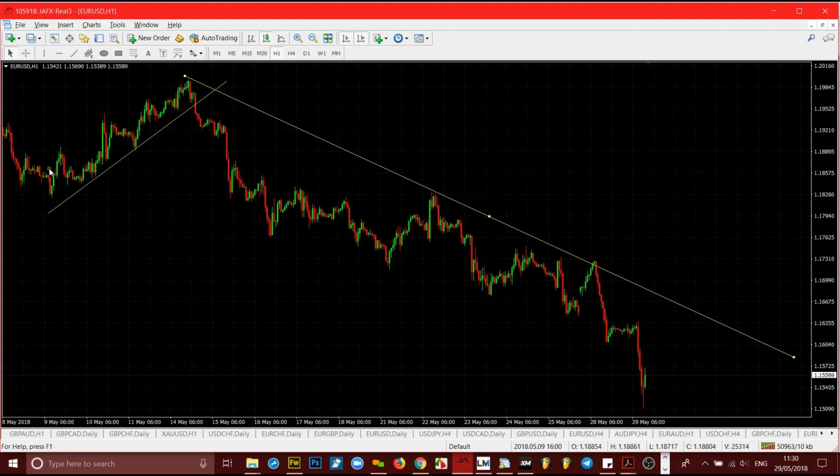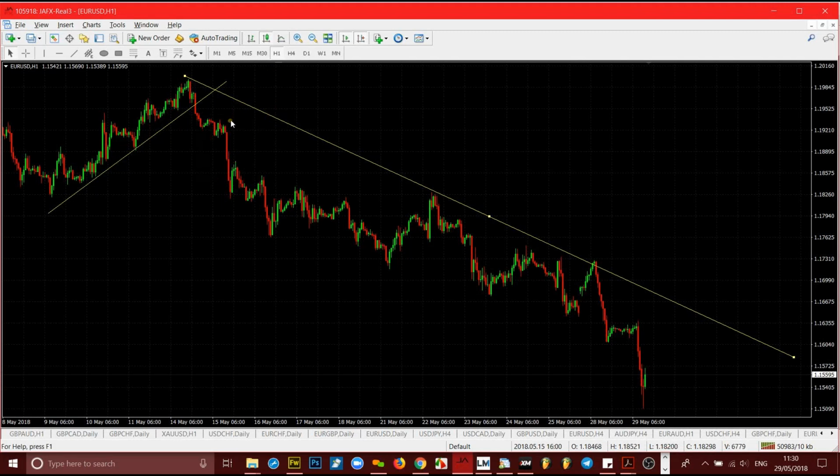Let me show you this one too. It was here, it came down, bounced off, came down to this point, bounced off, came down to this point, bounced off. And then remember when we looked at support and resistance, we considered the element of breaking. The same thing happened here. Price broke this line and started coming down.